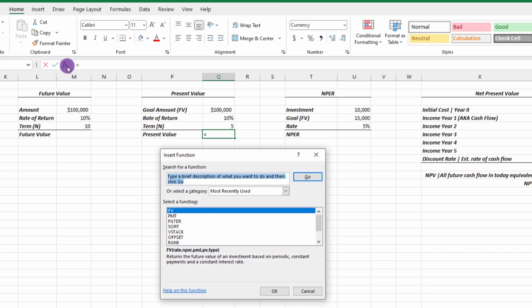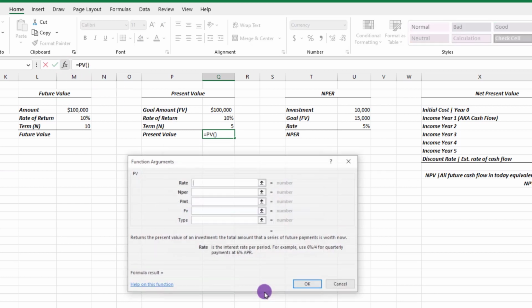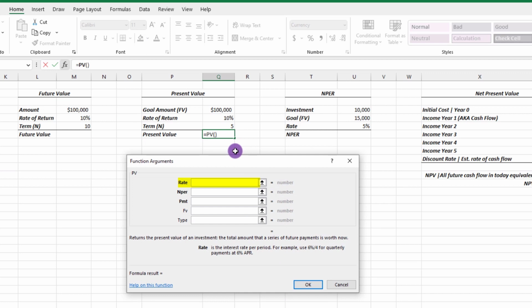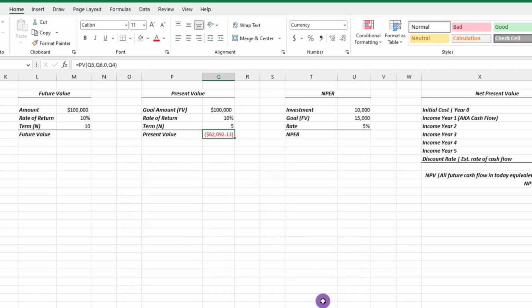Start by clicking our FX icon, do a search for PV, and now where it says rate, we'll click this cell right here. Where it says NPER, we'll click this cell right here. Now where it says PMT, or payment, what Excel wants to know is if we are going to be putting in any additional money. In this case, we're not, so we'll type a 0. And then where it says future value, we'll click right here because that's our goal. Click OK. And that is how much we have to put down if we want to reach that goal given these parameters. And right there is your present value.